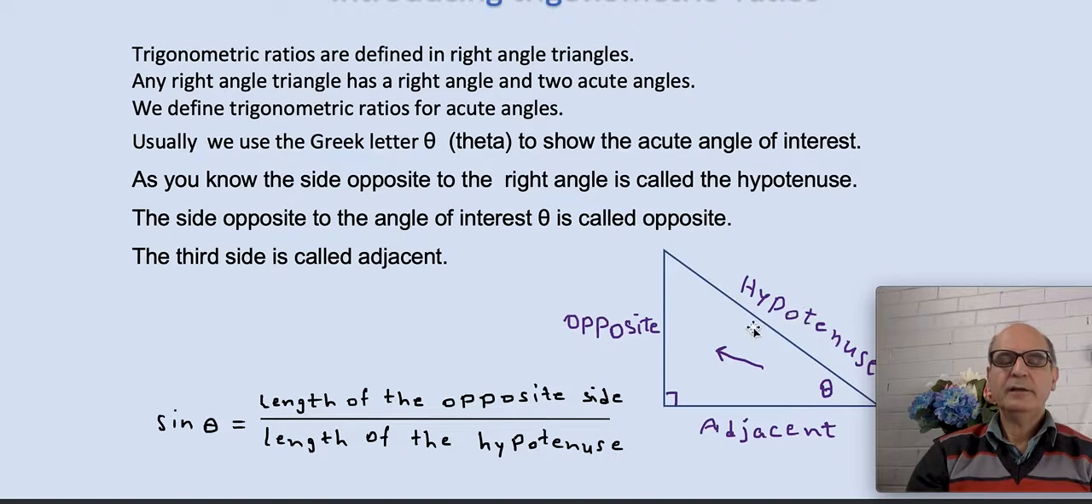Then we define different sides. As you know, a hypotenuse is the longest side in a right angle triangle and is opposite to 90 degrees. So opposite to 90 degrees, you have the hypotenuse. Then if I show this angle here by the letter theta, the side opposite to that will be this side. This side is opposite to the angle theta. And the other side will be adjacent. So that side is called adjacent.